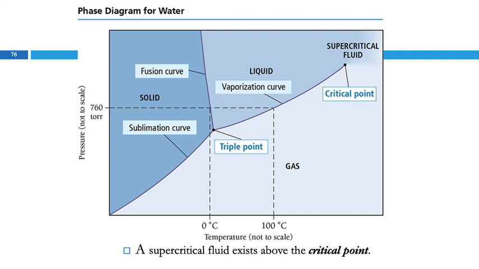This is where we go from a solid directly to a gas. This is the gas region. This is the liquid region. This is the fusion curve where we're going from a solid to a liquid. Vaporization curve, going from a liquid to a gas. And this is the critical point. Above the critical point, there's no difference between gas and liquid. It's a supercritical fluid.